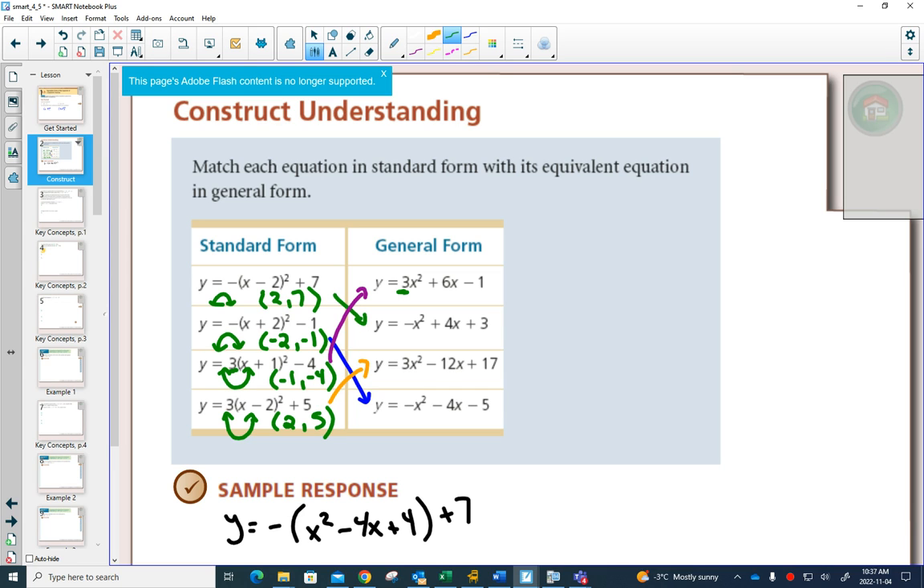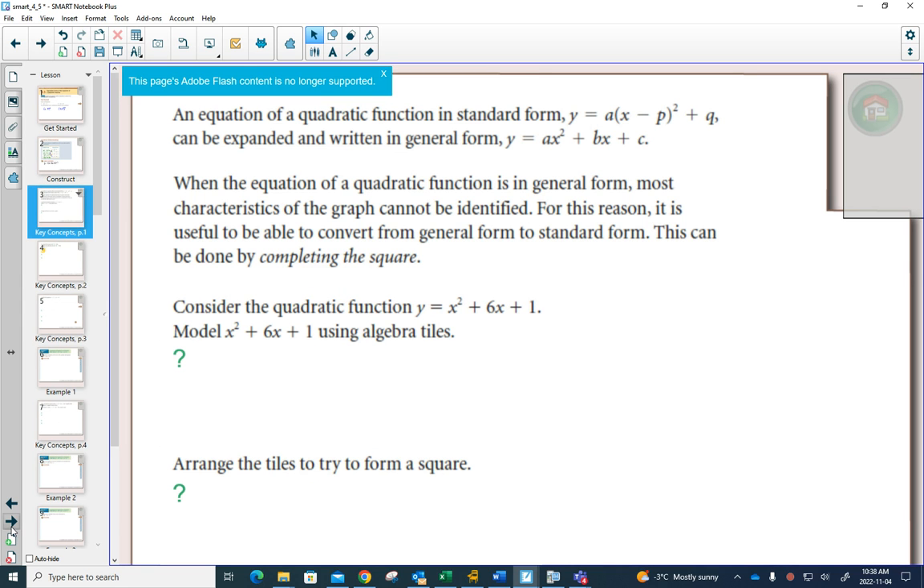So you could either just plug in a bunch of points and figure it out, or if we had a way to take the orange form on the right and switch it to the orange form on the left, that's going to be helpful. And that's what this lesson is about.